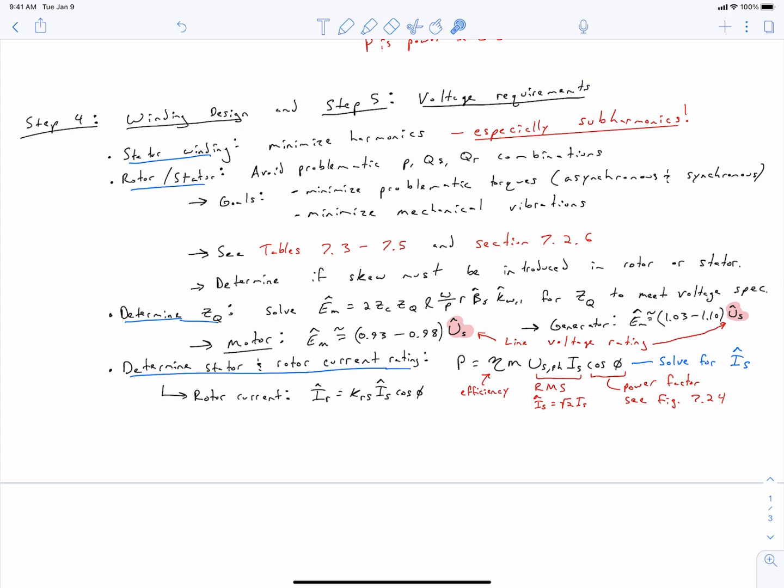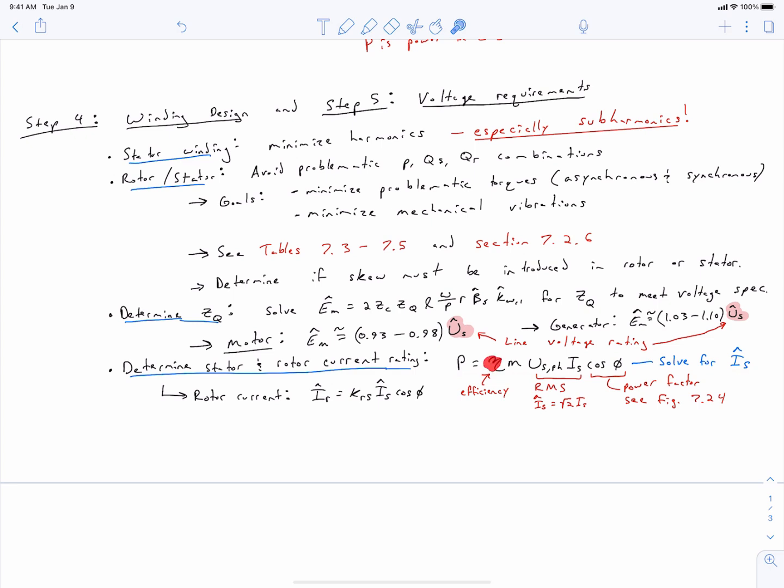And as I mentioned, we're now going to figure out what our rated terminal current should be based on the power requirement of the motor. So this expression I've written up here gives the electromagnetic output power, the amount of power delivered to the shaft of the motor, based off of the efficiency of the motor, the number of phases, the product of our line to neutral voltage and our phase current, and the power factor of the machine. So you solve this equation for IS hat, and you know all quantities in here already.